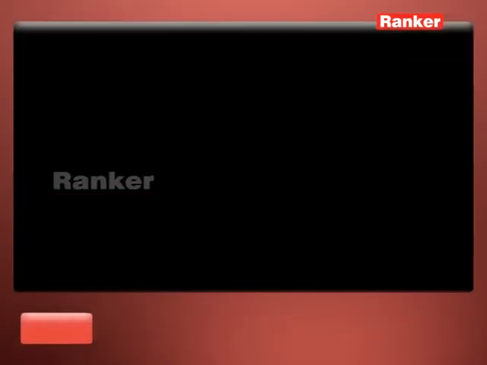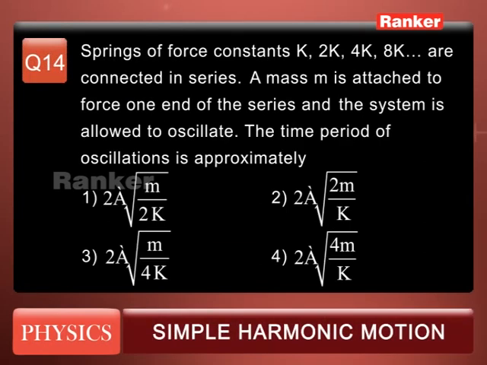Question number 14. Springs of force constant K, 2K, 4K, 8K and so on up to 2048 K are connected in series. A mass M is attached to one end of the series and the system is allowed to oscillate. The time period of oscillation is approximately: first option 2 pi root over m by 2k, second option 2 pi by k, third option 2 pi root over m by 4k, and the fourth option 2 pi root over 4m by k.